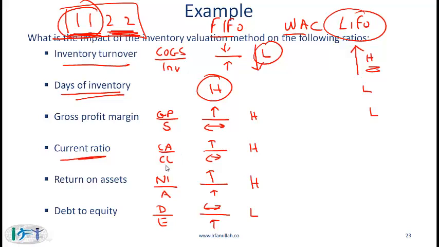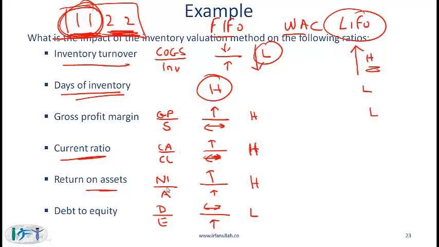Current ratio is current assets over current liabilities. Current assets are high with FIFO because you have sold the 1-1 and you are left with the 2-2. Current assets high, current liabilities are not impacted by the accounting method. So our ratio current assets over current liabilities will be highest with the FIFO method.